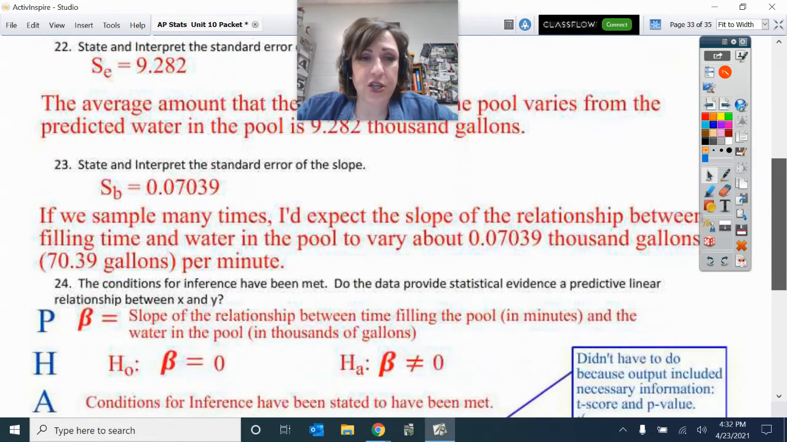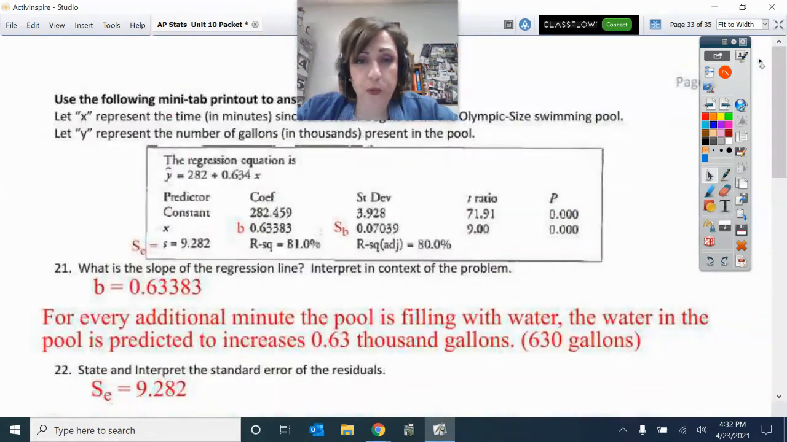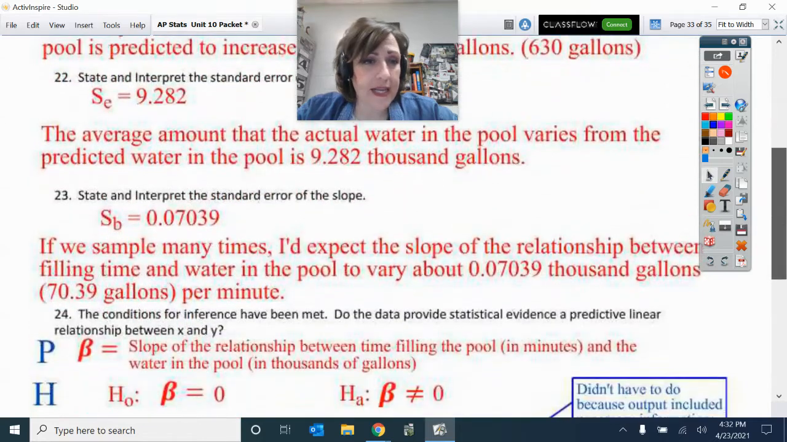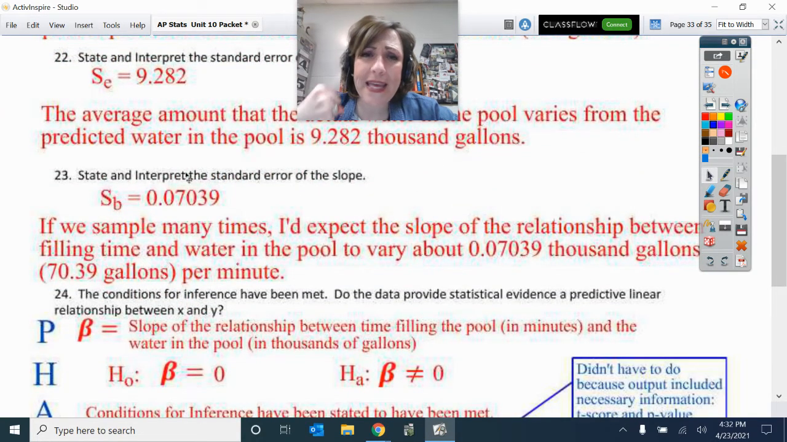Okay, next, state and interpret the standard error of the slope. Well, that's this number here next to the slope, 0.07039. So I stated that. Remember, if we sample many times, I'd expect the slope of the relation between the filling time in minutes and the water in the pool to vary about 0.07039 thousand gallons per minute.